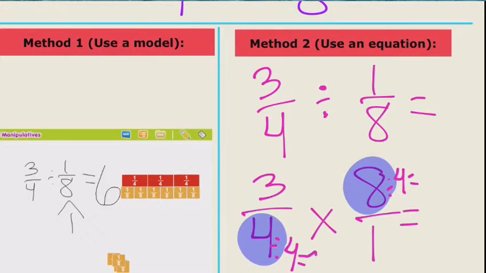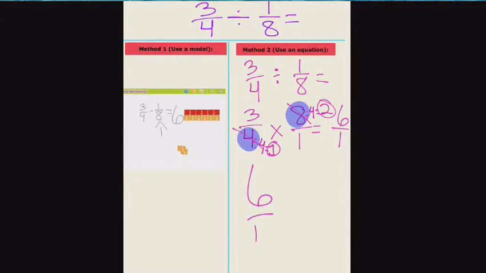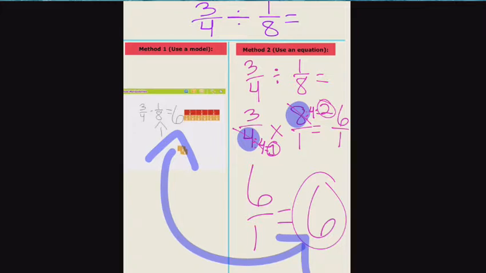4 divided by 4 is 1. 8 divided by 4 is 2. Nothing else I can cancel, so I multiply straight across. 3 times 2 is 6. 1 times 1 is 1. And we know that 6/1 will simplify to 6. So once again, we get the same quotient both times.